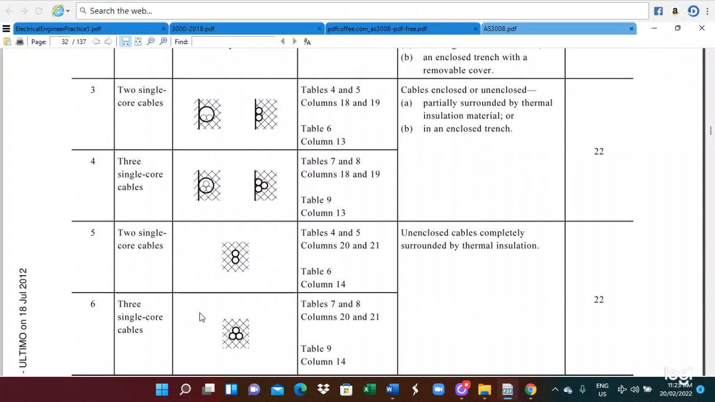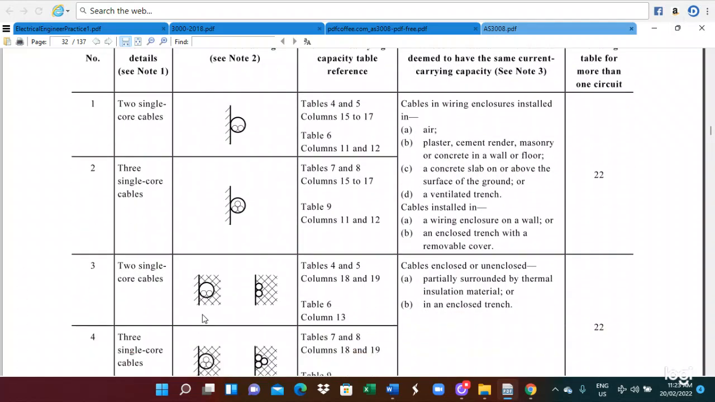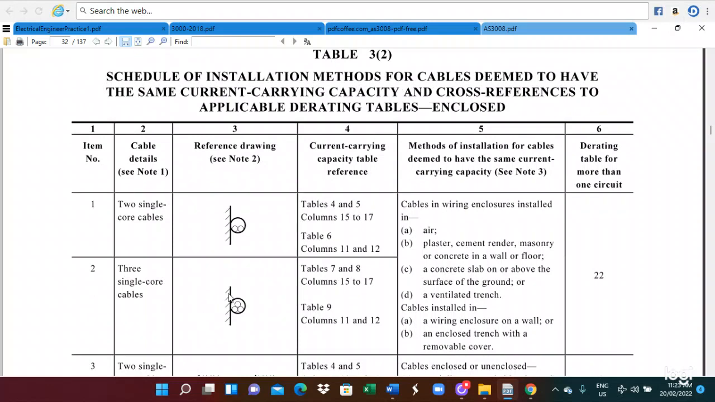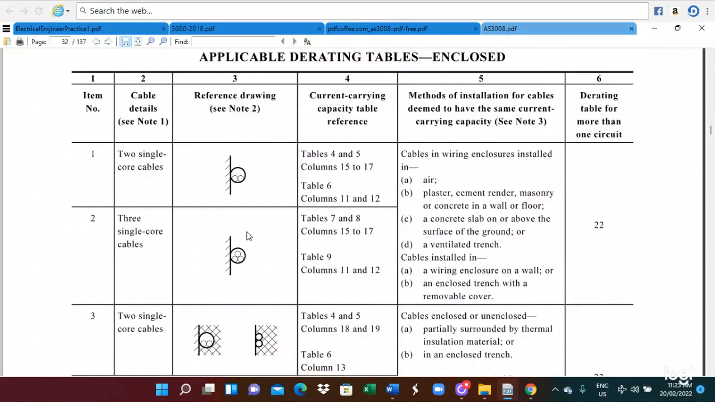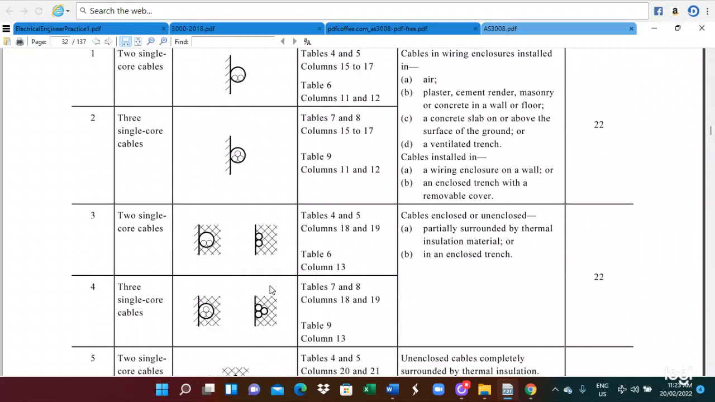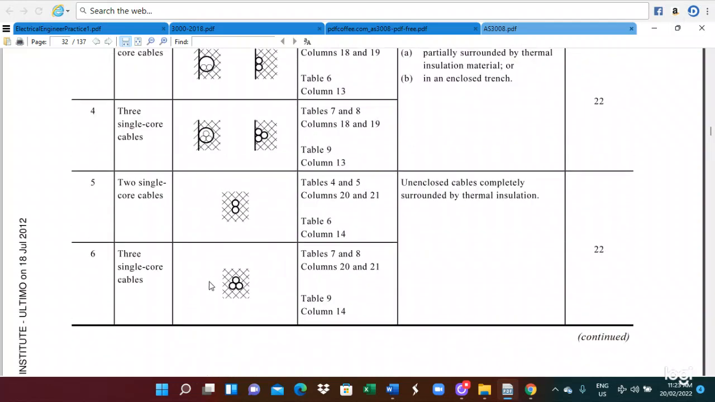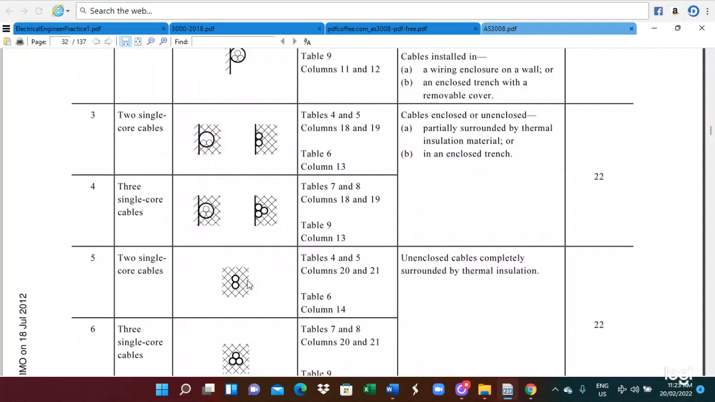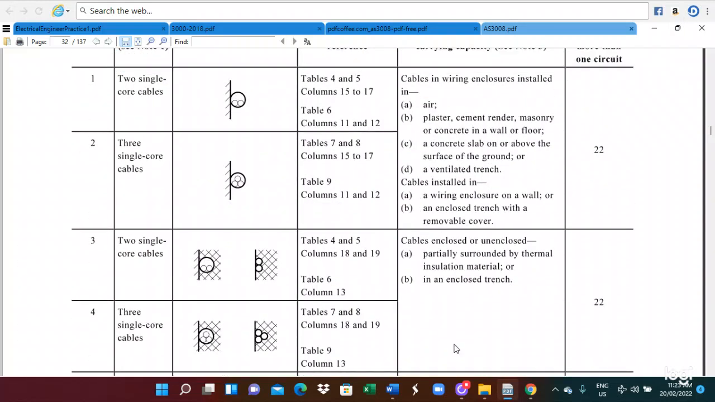So which one should be selected? Item 1 is under enclosure. Item 3 is where we put the cable into conduit as well as partially surrounded with insulation. Item 6 is not in conduit, just surrounded with insulation. In this problem, the cables are running in conduit and also partially surrounded with insulation. Therefore, item 3 is the most suitable.